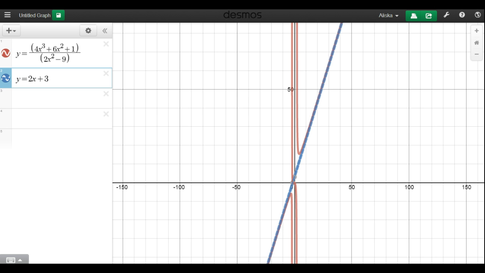We know that our rational function is going to positive or negative infinity as x goes to positive or negative infinity, but our oblique asymptote tells us how we're approaching that infinity and negative infinity. So all you have to do is do polynomial long division, and the quotient is your oblique asymptote.